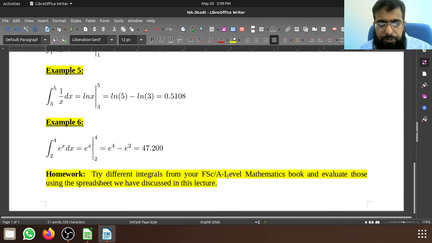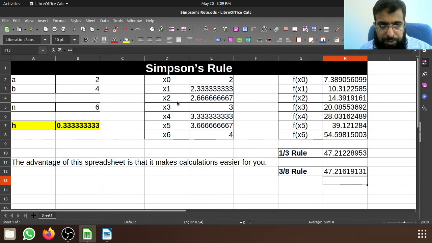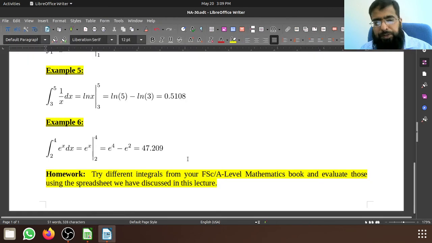So now we have a small homework for you. Try different integrals from your FSc or A-level mathematics book and evaluate those integrals using the spreadsheet we have discussed in this lecture. I'll share this spreadsheet with you on WhatsApp, on our WhatsApp group.